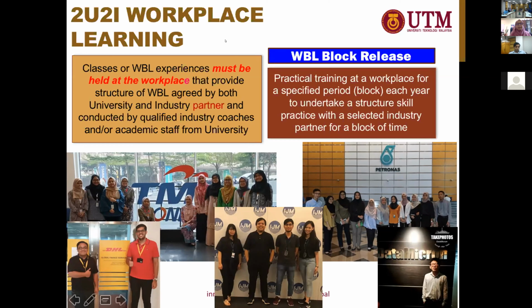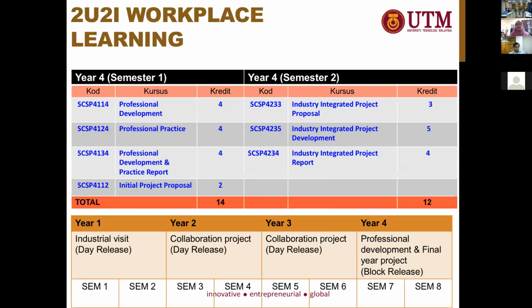But for workplace learning, there is a partnership or agreement between industry and university, where we really want the industry to assist us in teaching the students. So for example, this is our design for final year students, where for 2 semesters the students will be with the industry, and all the courses, like 14 credits and 12 credits, will be assessed by both the industry and the university together.